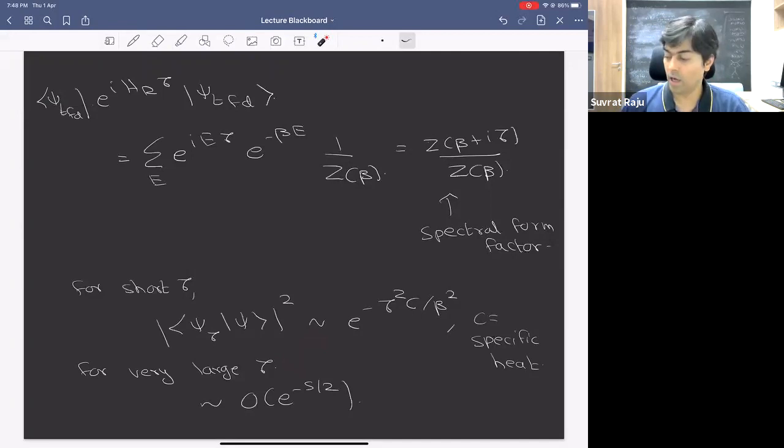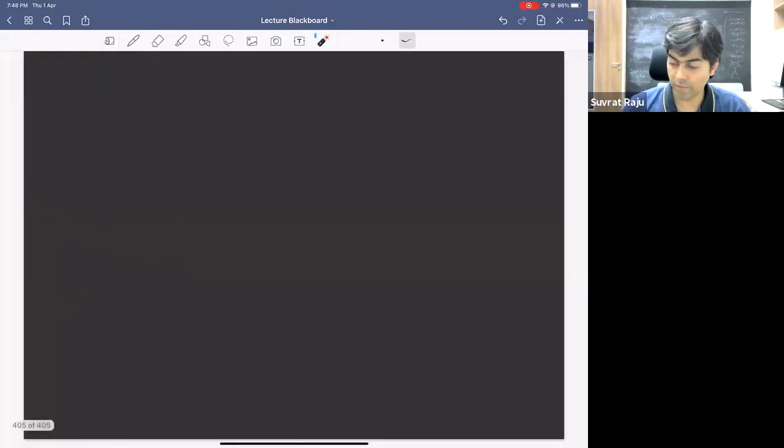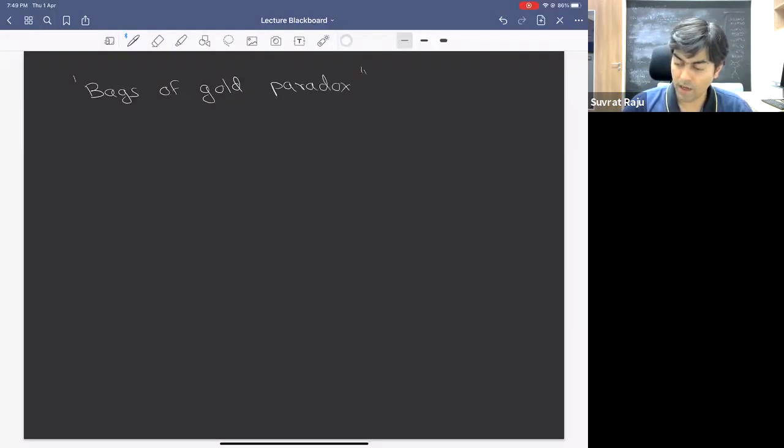Okay. So now I want to discuss one last paradox, which is sometimes called the bags of gold paradox. Actually, we will not discuss the full bags of gold paradox. I'm going to discuss a simplified version of the bags of gold paradox.